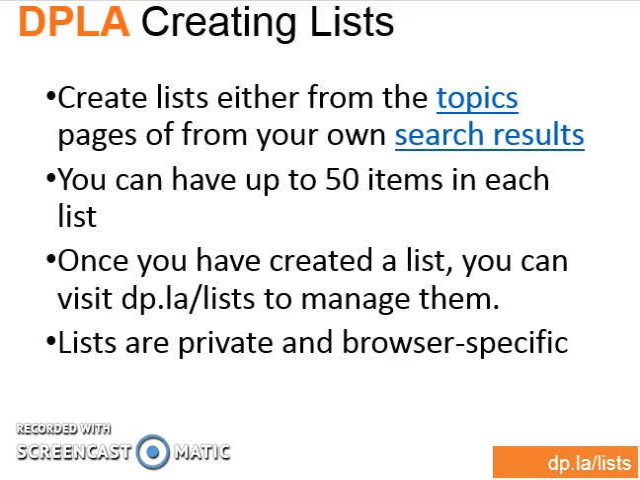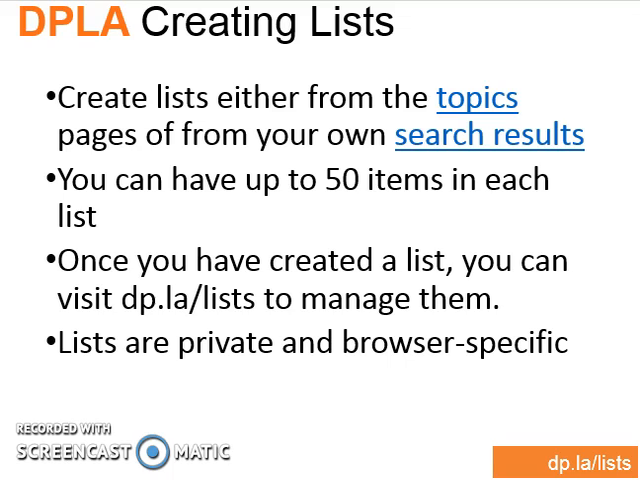Finally, from the DPLA toolbar, there's a section on creating lists. You can create lists either from the topics, that set of 50 to 60 items that has been brought together in a topic collection, or from your own search results when you put your own search terms in the search bar. For your list, you can have up to 50 items in each list.